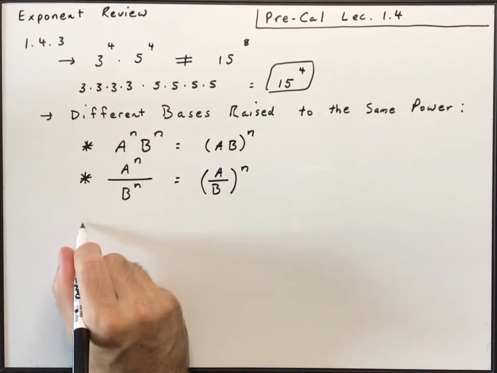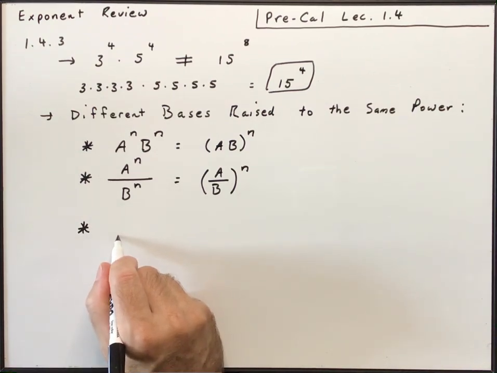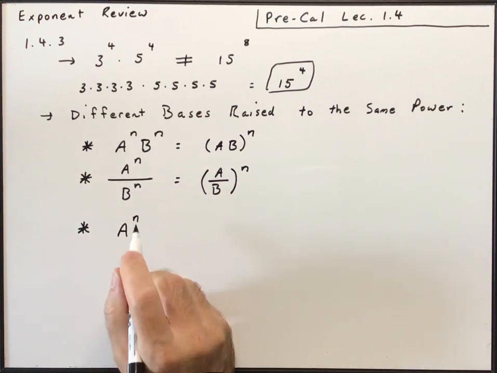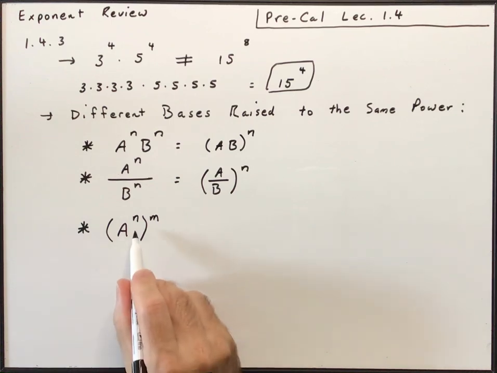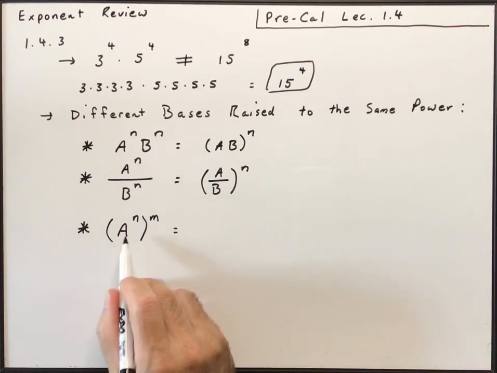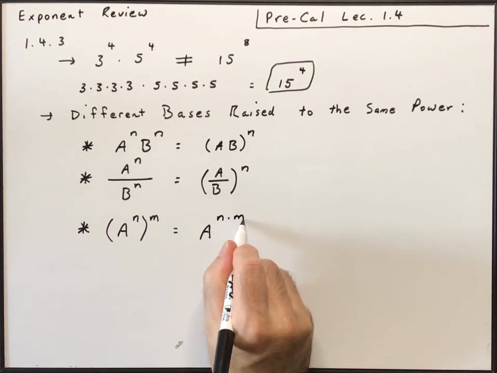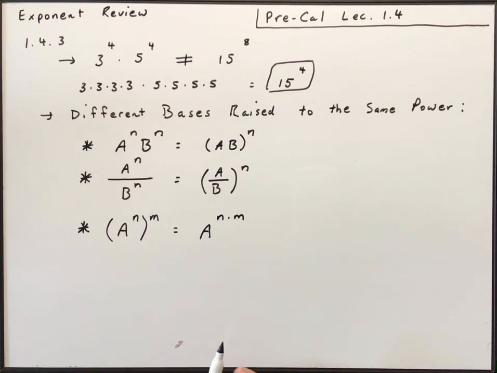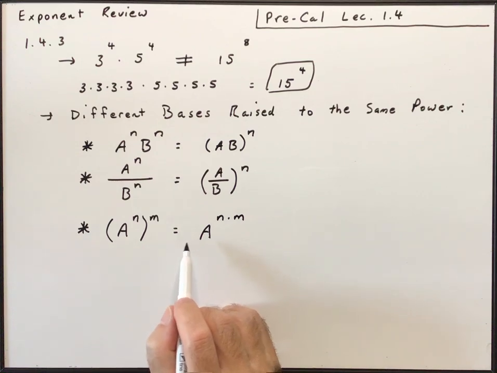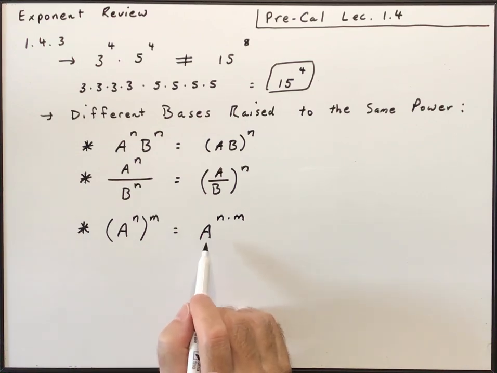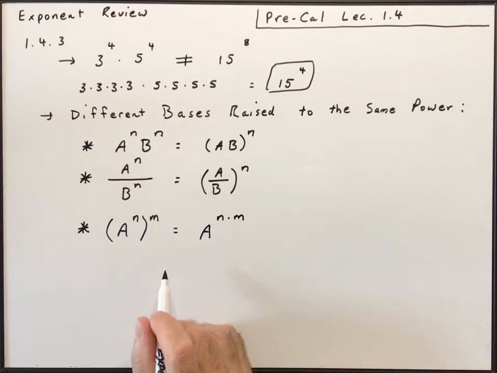Let's say we have an exponent raised to another exponent. So this is what students get confused. When do I add and when do I multiply? This is when you multiply. When you're raising an exponent to another exponent, it's a to the n times m. Okay, so you add when you have the same base raised to two different powers, and you multiply when you have an exponent raised to another exponent.